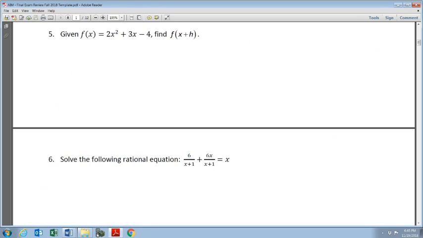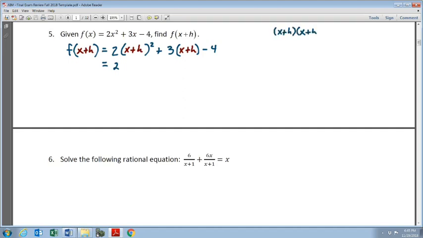All right, so on number 5, we're finding f of x plus h. So let's go ahead and make a shell for the function, and our input is x plus h. So wherever there was an x, now there's going to be an x plus h. So notice we've got 2 times x plus h squared. This is what I call FOIL in disguise. We're going to have to multiply 2 x plus h's. So let's do that off to the side.